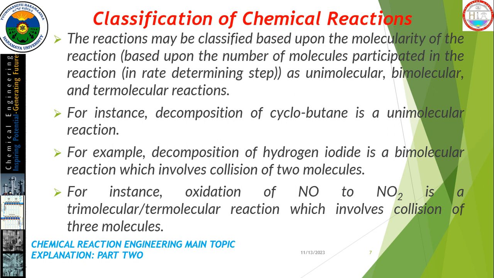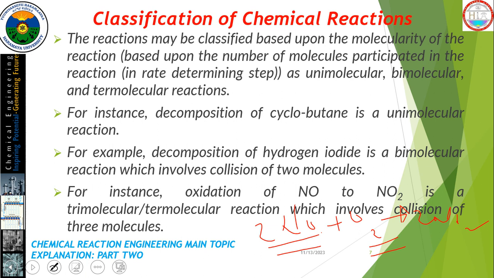So let us see, 2NO plus oxygen gives us 2NO2. Two moles of nitrogen monoxide collide with 1 mole of oxygen. This means that 3 molecules are colliding, 2 from nitrogen monoxide and 1 from oxygen. This is a classification of reactions based on molecularity.